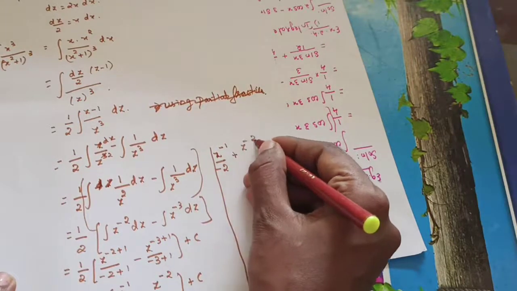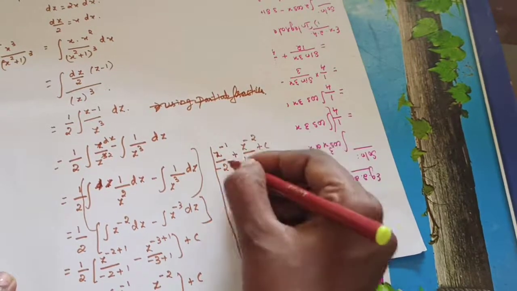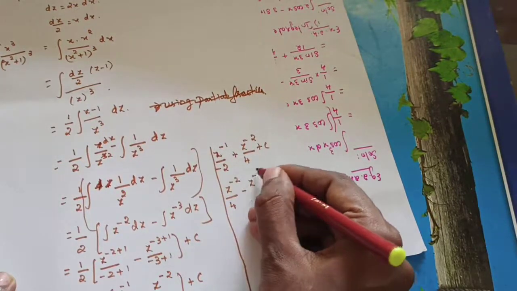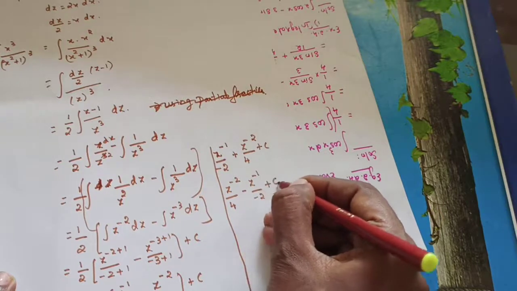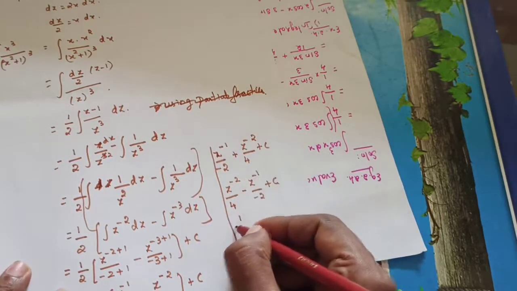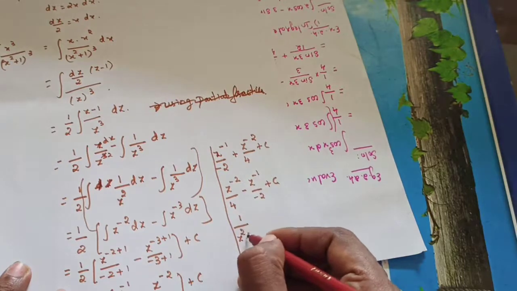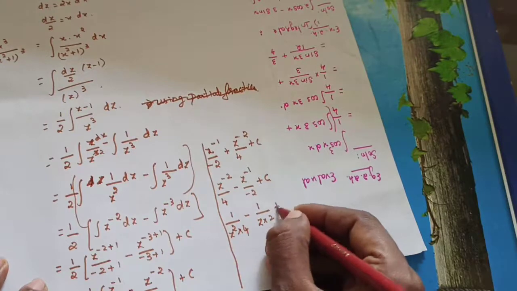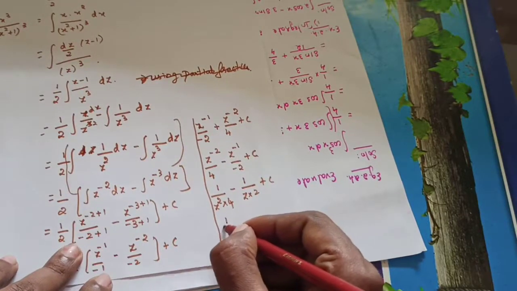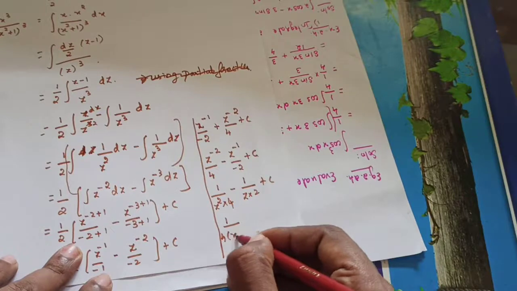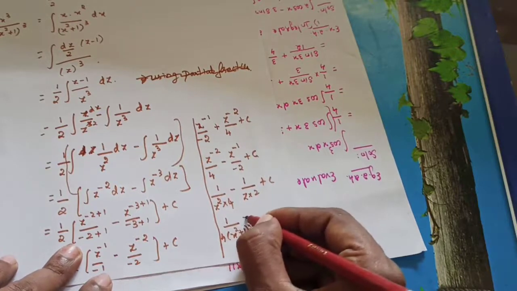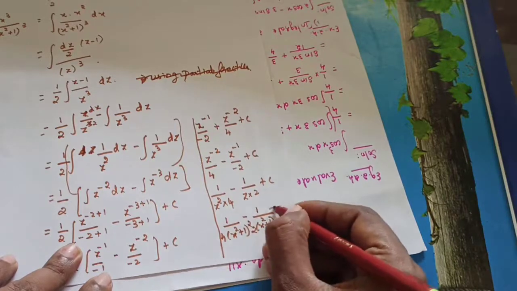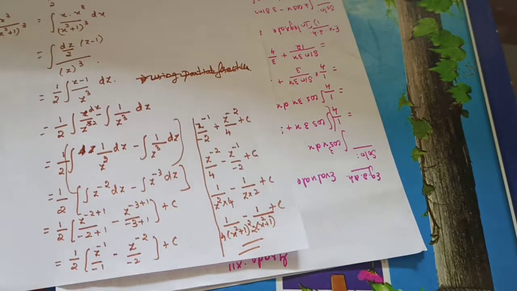So z power minus 2 divided by 4 plus c. So plus term you can bring first. So z power minus 2 divided by 4 minus z power minus 1 divided by minus 2 plus c. So this one you can bring down as 1 by z square into 4 minus 1 by z into 2 plus c. What's the z value? You can substitute here, x square plus 1. So 4 into x square plus 1 the whole square minus 1 by x square plus 1 into 2 plus c. So this is the required answer.